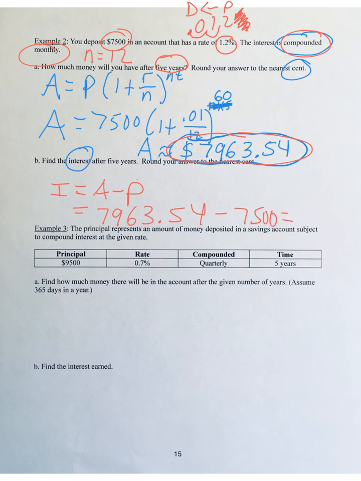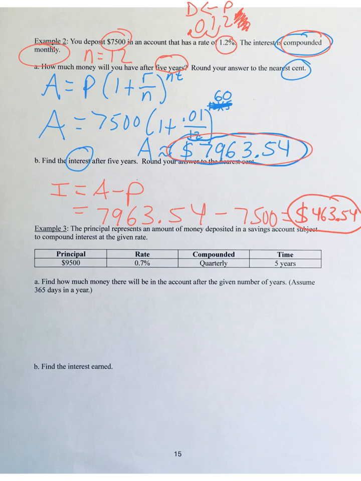So you're going to do 7963.54 minus 7,500, and your interest final answer should be $463.54.